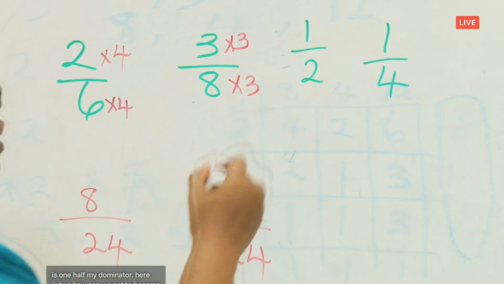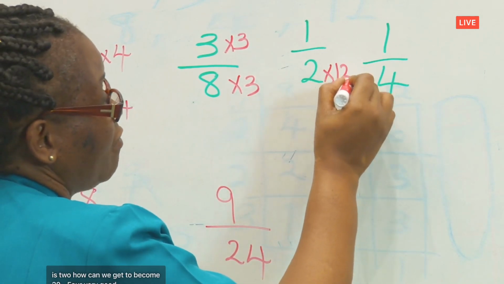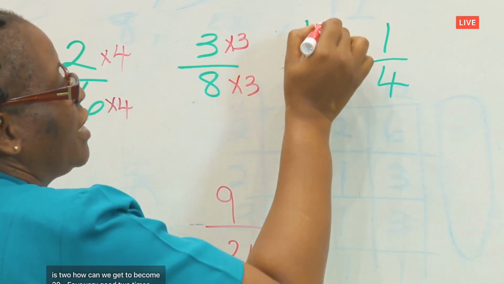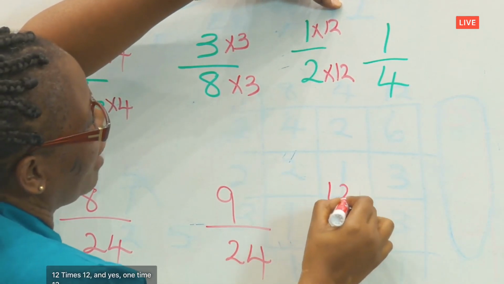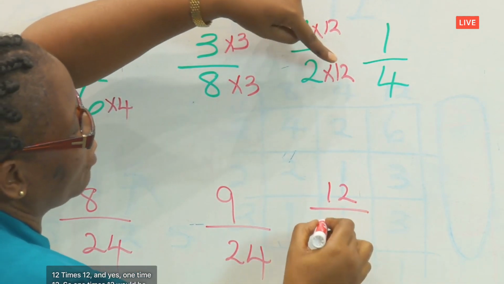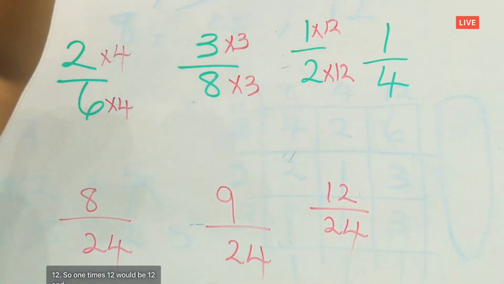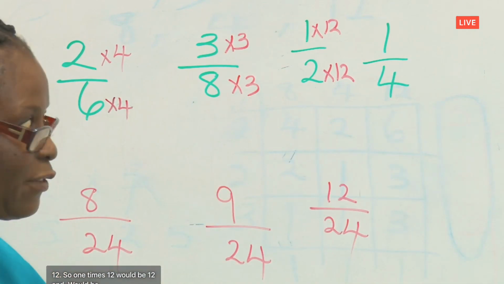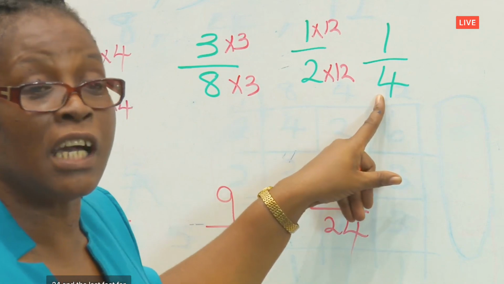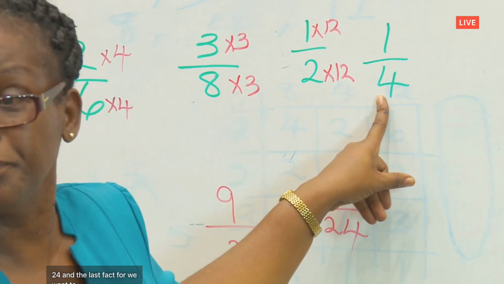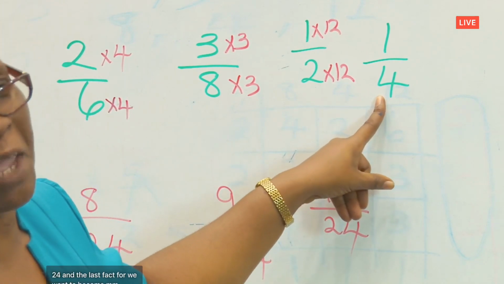My denominator here is 2. How can we get 2 to become 24? Very good. 2 times 12. Times 12, and yes, 1 times 12. So 1 times 12 would be 12, and 2 times 12 would be 24.